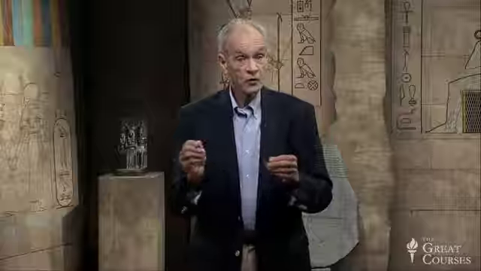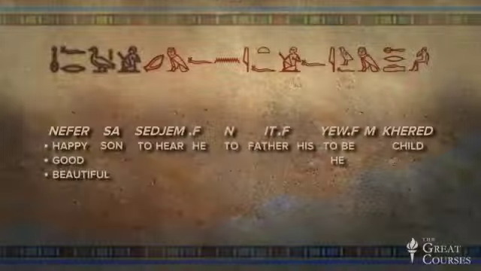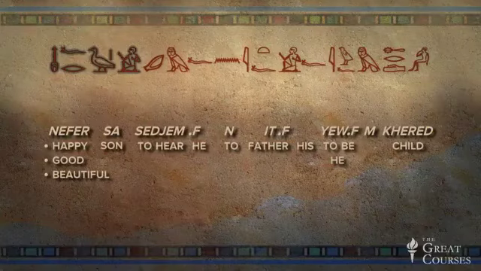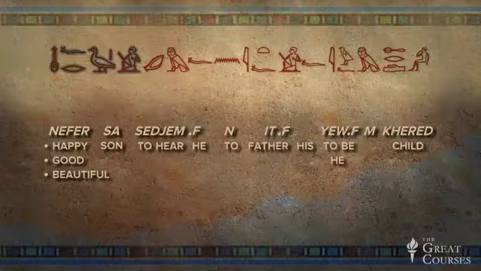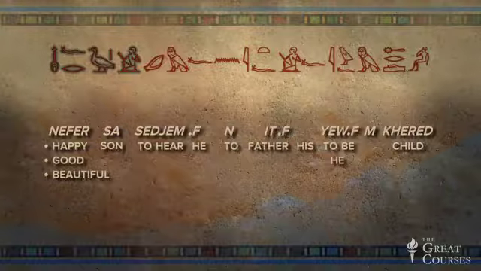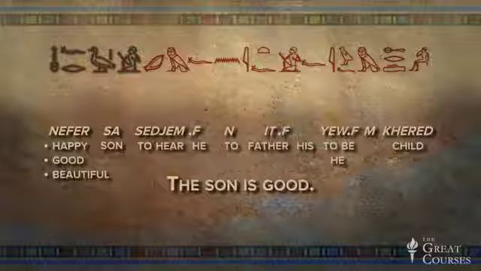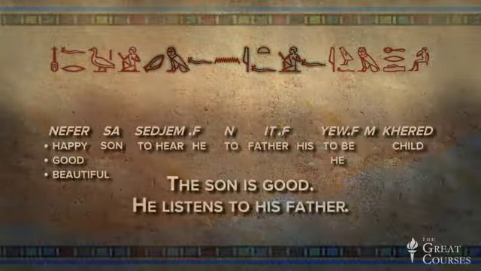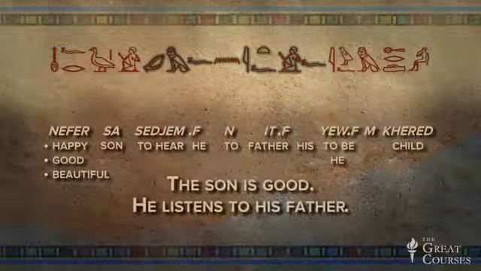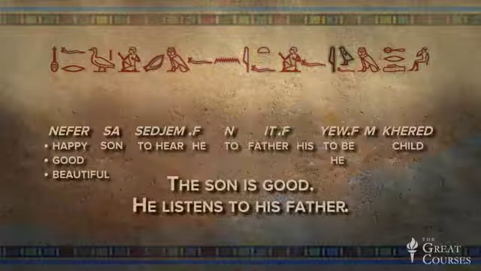We already have most of the words penciled in. Okay, first sentence. Well, it starts with a predicate adjective, happy or good. Because the subject is a son, S-O-N, it probably won't be beautiful. So it's going to be something like, the sun is good. That's a sentence. What comes next? He listens to his father. That's another sentence. And we're sure of that because it's followed by a verb, is.